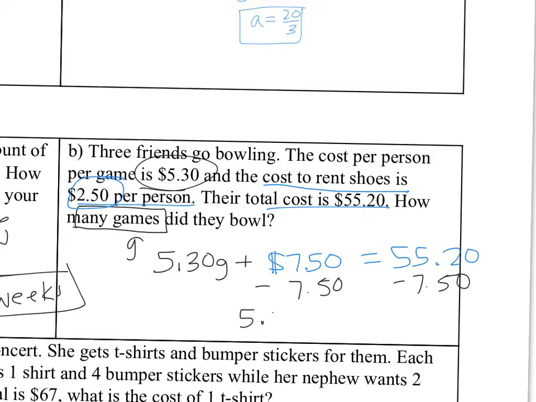So we subtract $7.50 from each side. So 5.3G equals 55.2 minus 7.5, 47.7, and divide by 5.3. So it's 9 games.